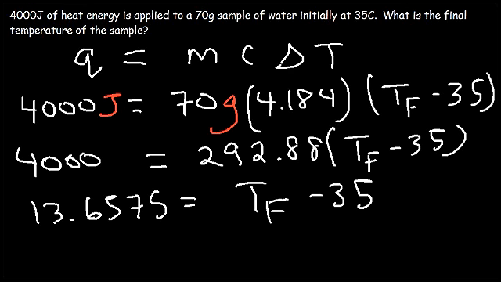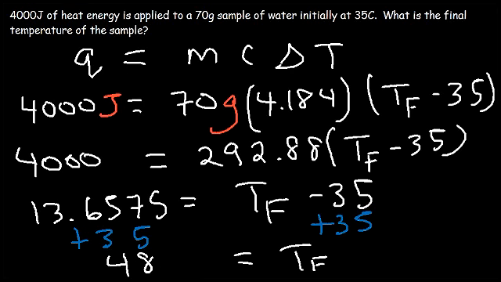So now we've got to add 35 to both sides. And this is going to give us the final temperature. So the final temperature is going to be 48.66 joules. I mean, not joules, but Celsius.